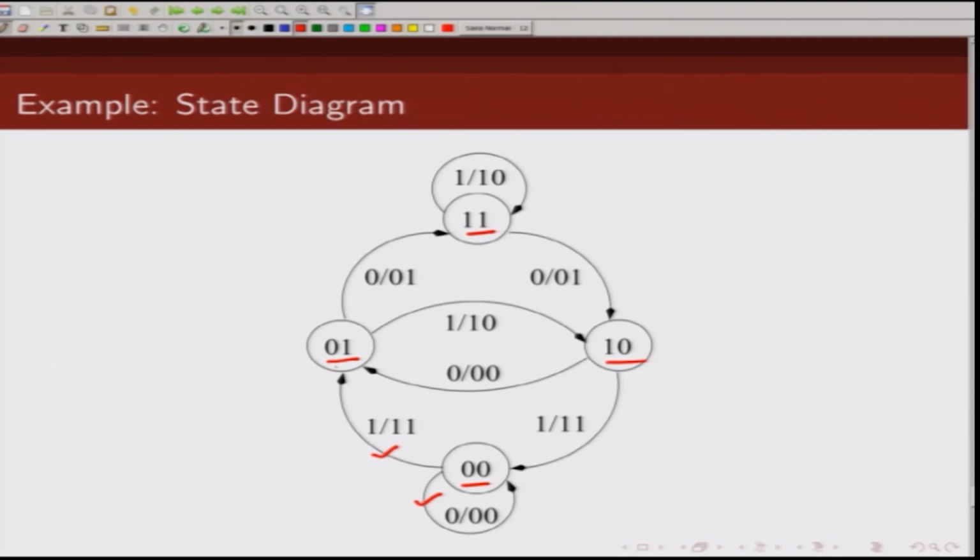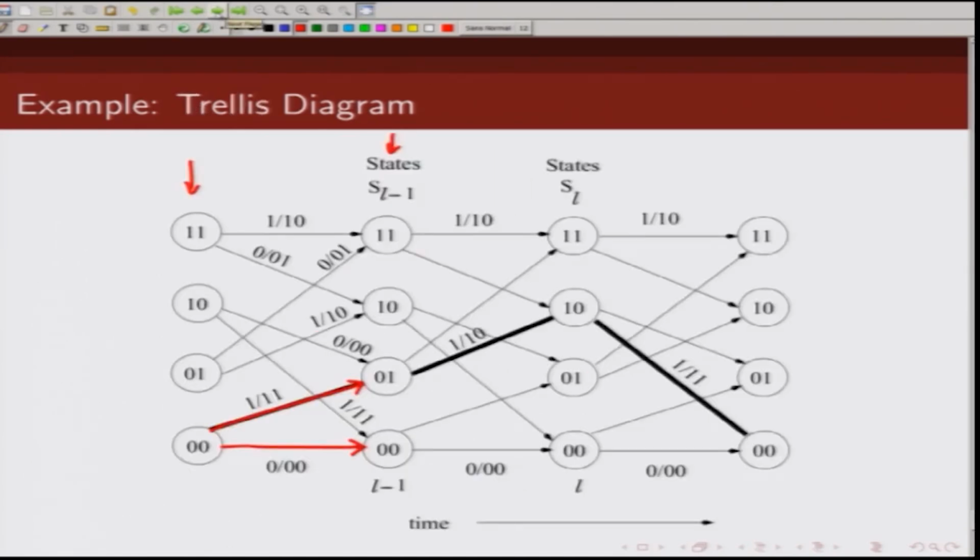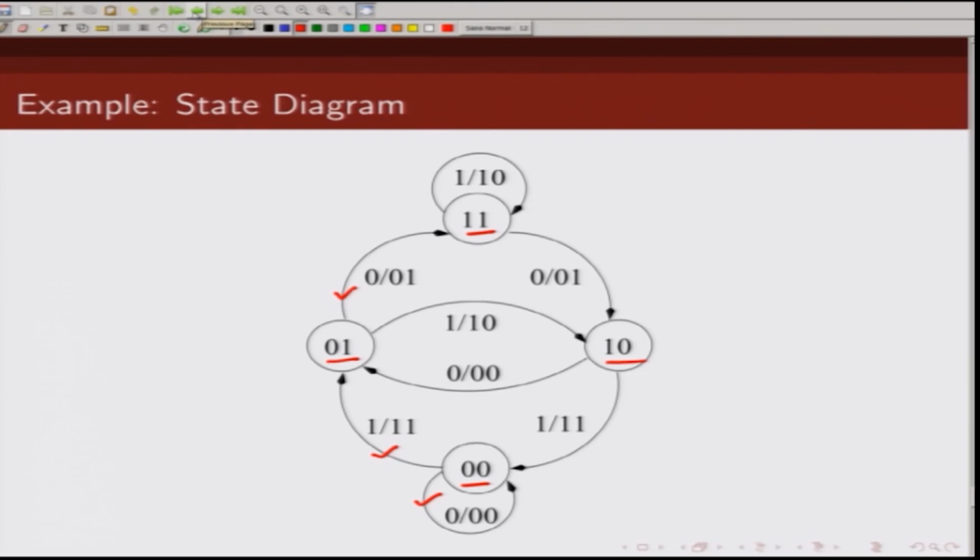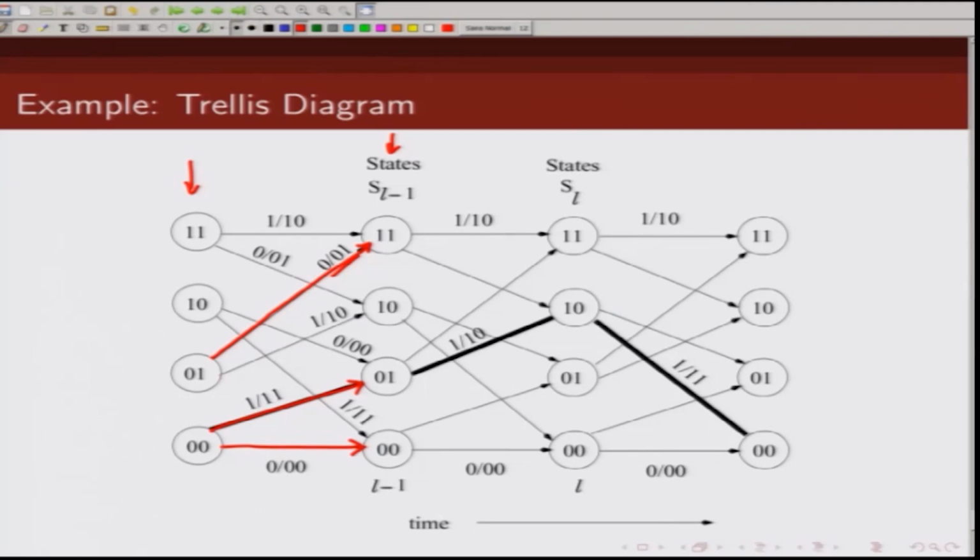Let us say you are in state 0 1 and you receive a 0, then you move to state 1 1 and output is 0 1. So, how is that denoted? You are in state 0 1, you receive a 0, you move to state 1 1, the output is 0 1. Similarly, when you are in state 0 1 and you get a 1, you move to state 1 0 and the output is 1 0. So, this is denoted by this transition.